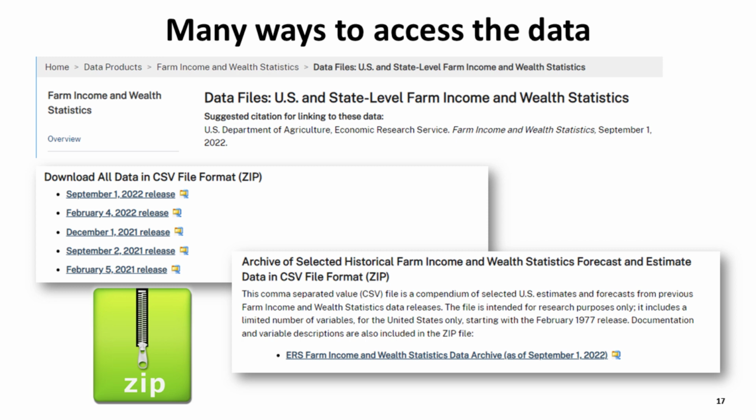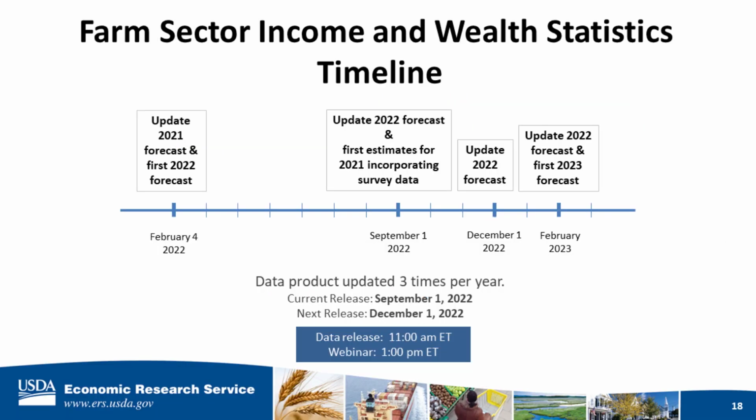listed first there. We have another CSV file with select U.S. estimates and forecasts from previous farm income releases back to 1977. With this file, you can examine how our forecasts and estimates for a given year evolve or are revised over time.